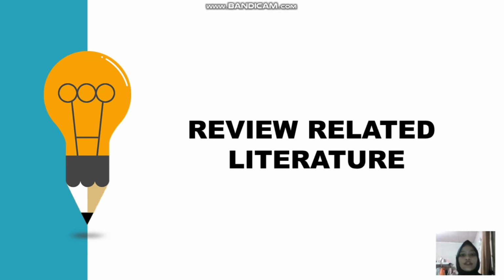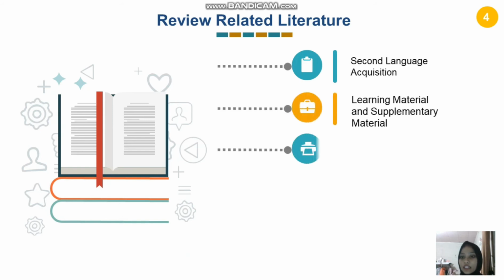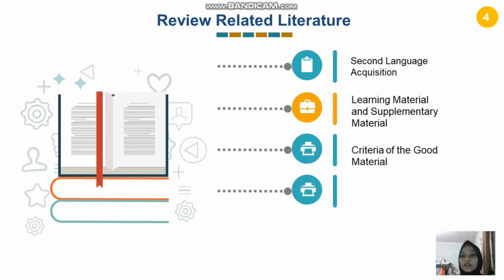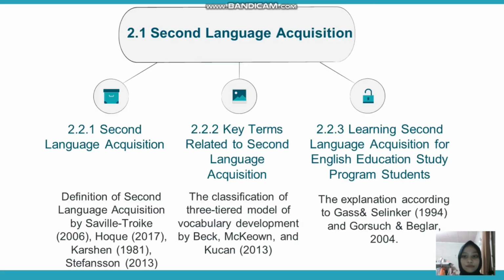So we continue to the review of related literature. In the review of related literature, there are 5 parts that will be explained here. The first is about second language acquisition. The second is about learning material and supplementary material. The third is criteria of good material. The fourth is about needs analysis. And the last is about flashcard as a learning media.